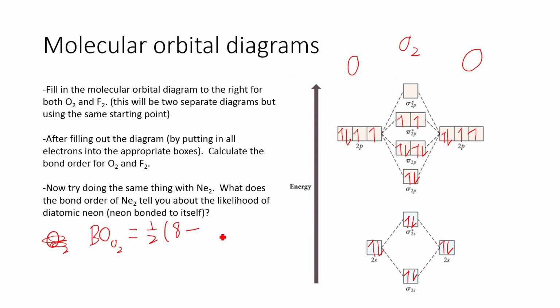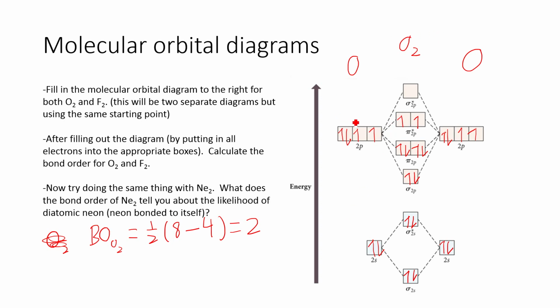And we're going to subtract from this the anti-bonding. There are 2 in the sigma star 2s, and 2 in the pi star 2p. So that's going to be 8 minus 4. We're going to end up with 1/2 of 4, which is going to be equal to 2 as our bond order. Now, let's try figuring this out for fluorine now.